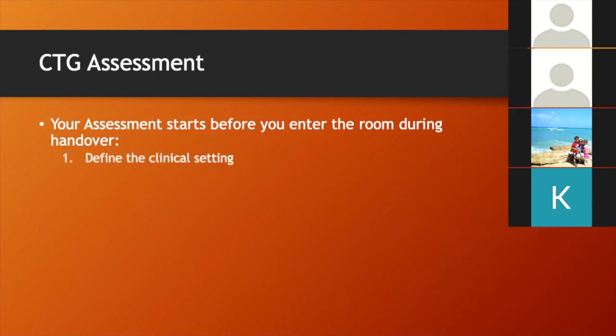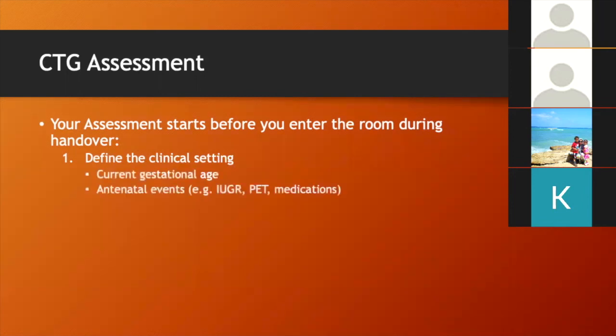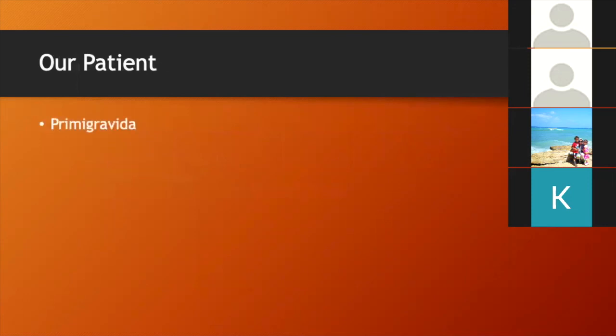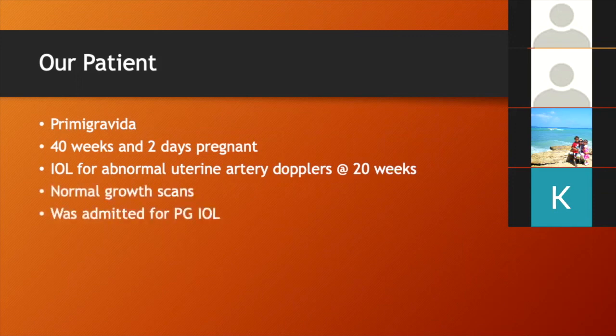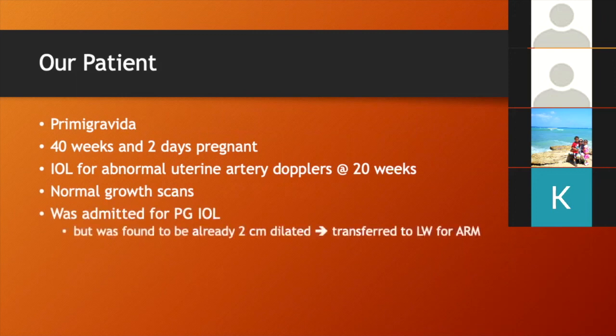When we're doing handover, we always start off by defining the clinical setting, what gestational age, what antenatal events. So for today's patient, she is a primigravida, 40 weeks and 2 days. She's being induced for abnormal umbilical artery Dopplers at 20 weeks. She actually presented several times with reduced fetal movements. She had normal growth scans. And when she was admitted for prostaglandin induction, she was found to be 2 centimeters dilated, hence was transferred to labor ward for an ARM.